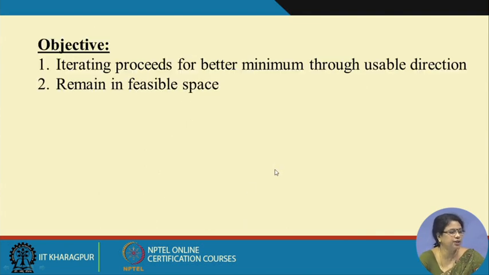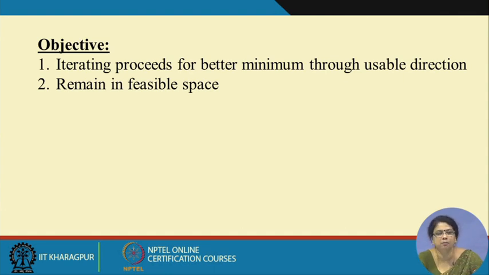Now, this method is again an iterative process. We will start from a guess point, reach the next point through the usable direction, and again go to the next point through the usable direction. How long will we do this? As long as we can remain within the feasible space. Once we feel that we are out of the feasible space, we will stop our journey and declare that could be the optimal solution. That is the beauty of this methodology.